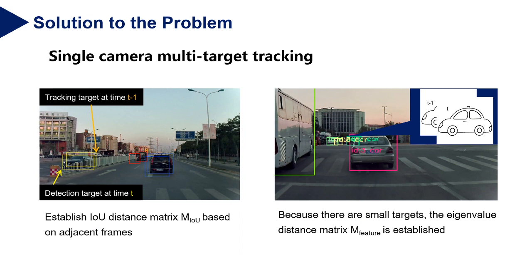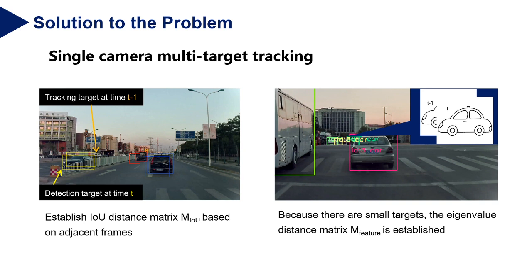Since the IOU value of the same target is usually greater than that of different targets between adjacent frames, you can start with IOU according to the tracking target T of the previous frame and all detection targets D in the current frame. The IOU is equal to the intersection part of these two boxes divided by the union part, thereby establishing the IOU distance matrix.